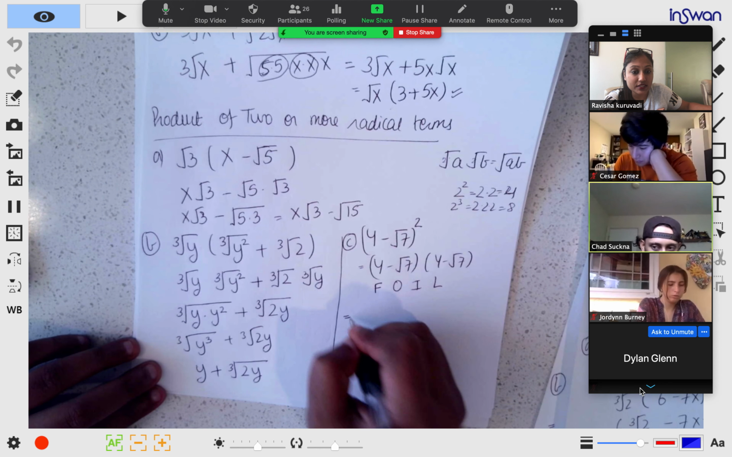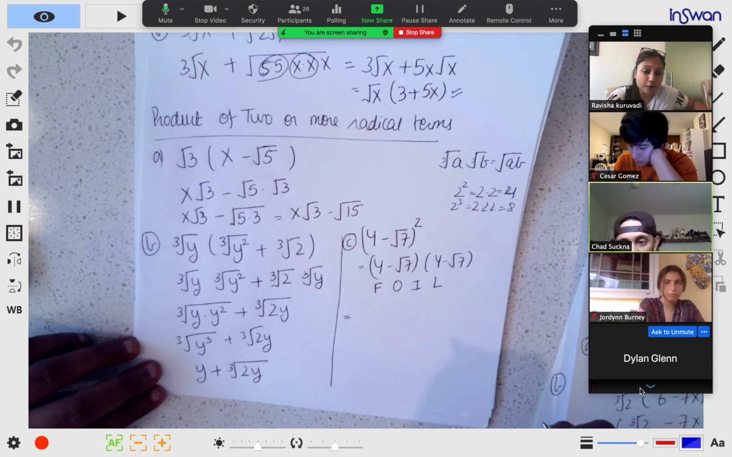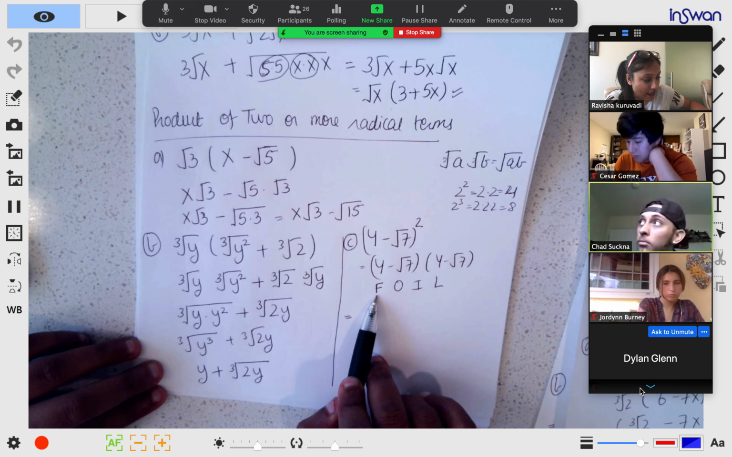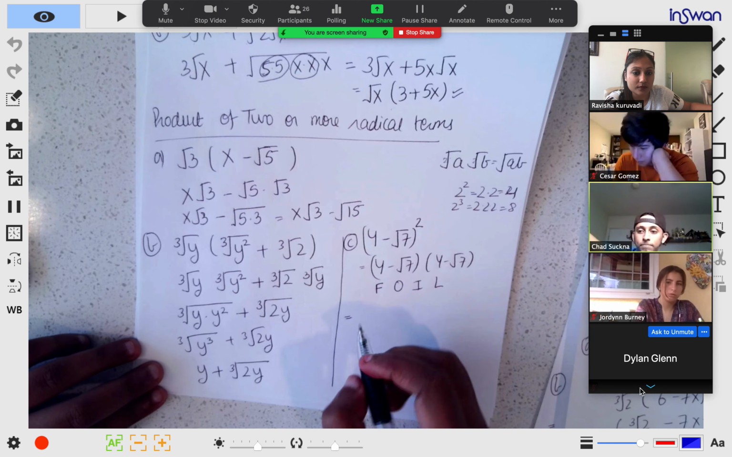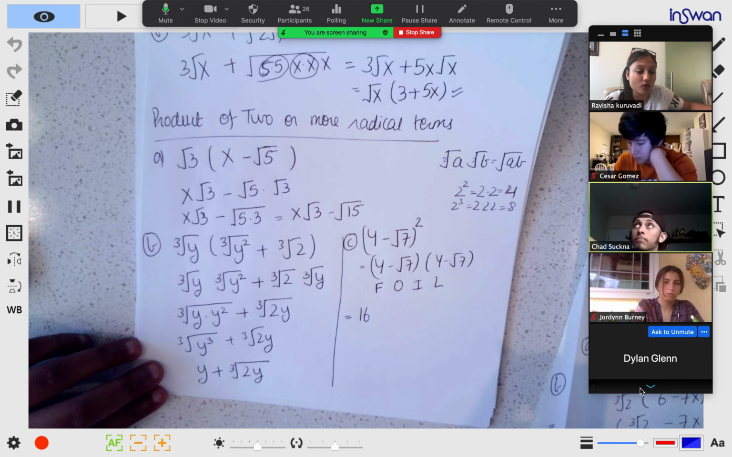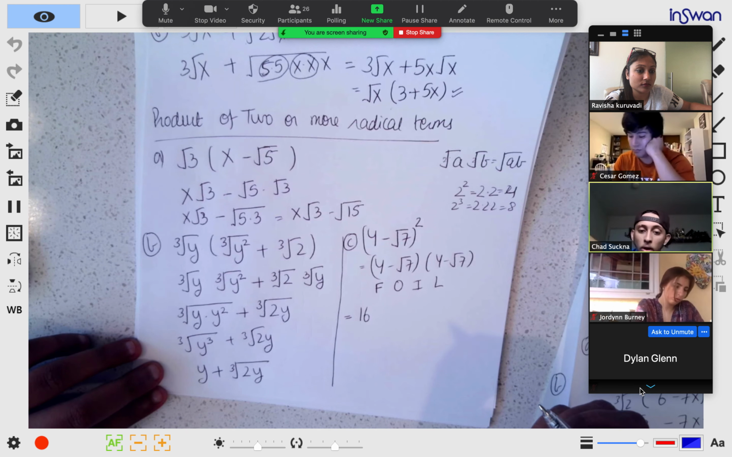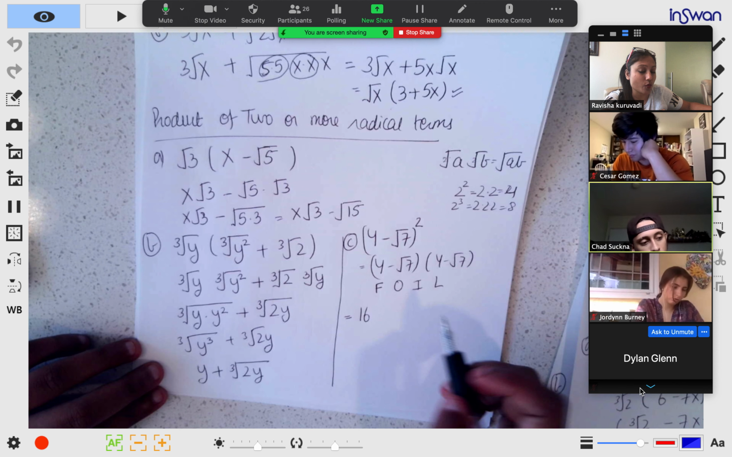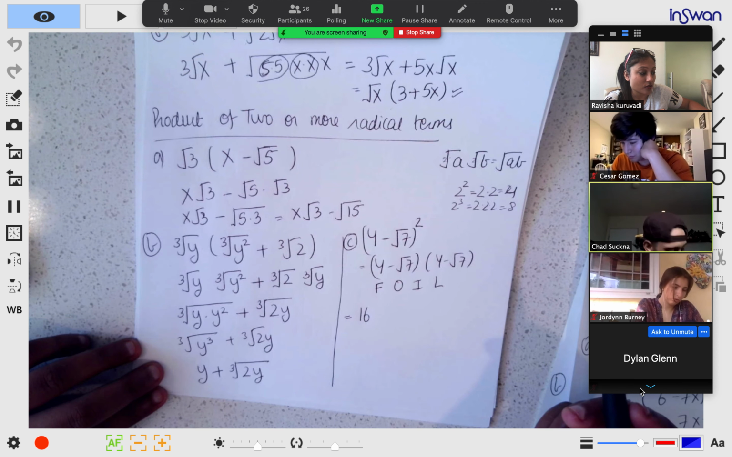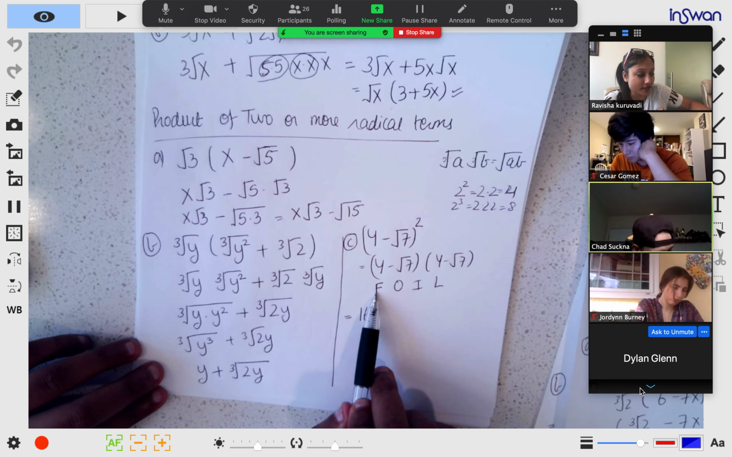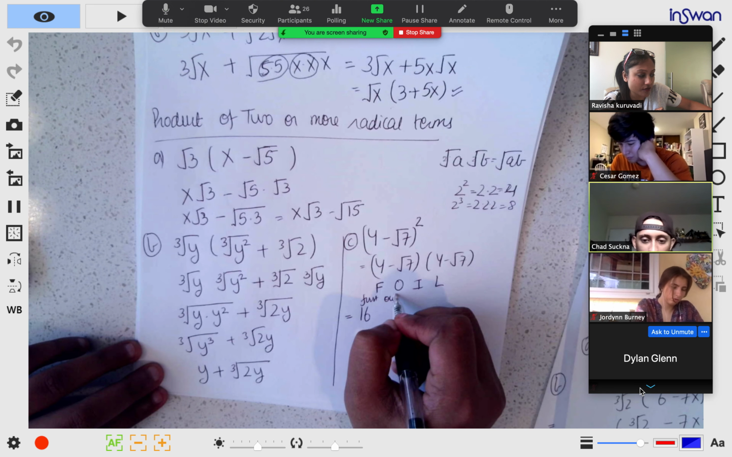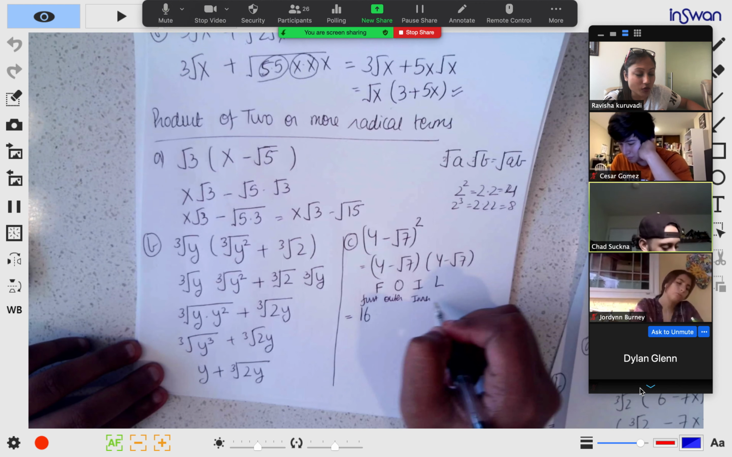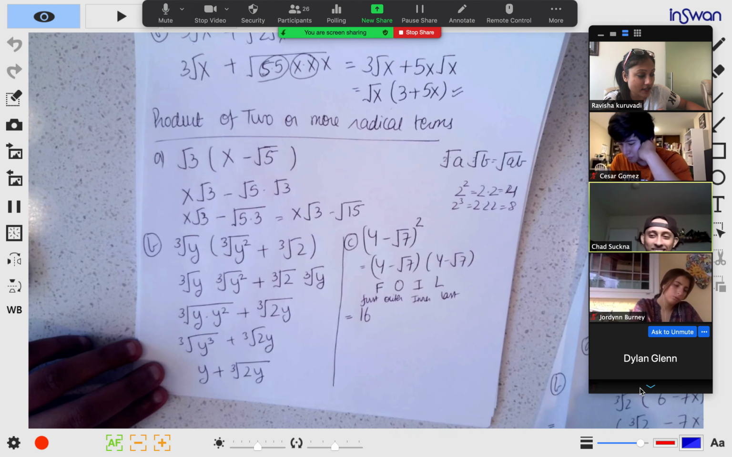What does the FOIL method say? F means first terms. Multiply the first terms: 4 times 4, which is 16. What does O mean? O means outer ones. First, outer, inner, last. So the outer ones are 4 and negative square root of 7.